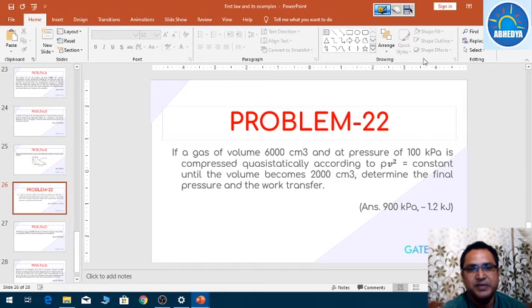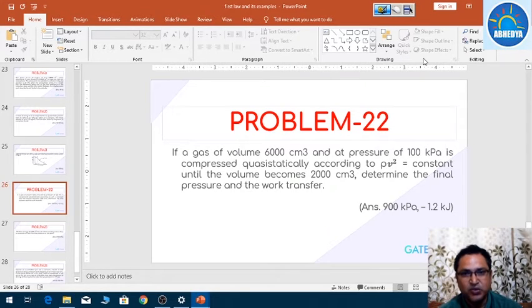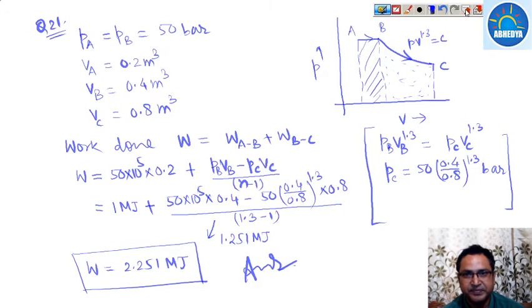So the next problem is, if a gas of volume 600 centimeter cube and at a pressure of 100 kilopascal is compressed quasi-statically according to the law PV square is equal to constant. Now again the initial volume and initial pressure is given, and the gas is compressed according to the law PV square is equal to constant until the volume becomes 200 centimeter cube. Determine the final pressure and the work transfer.